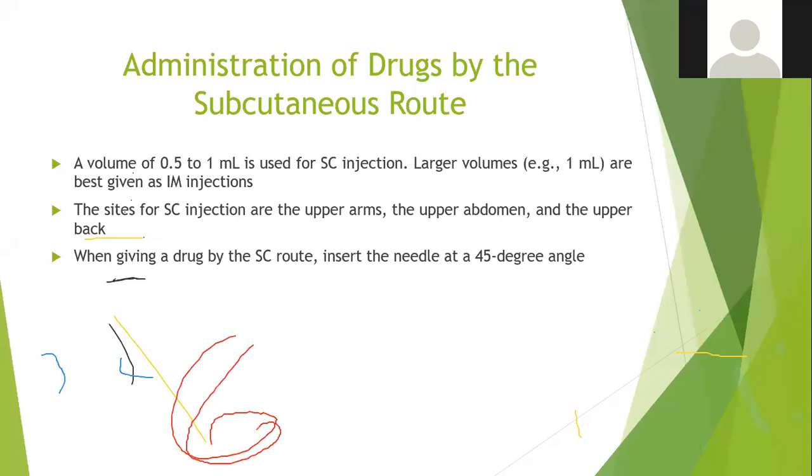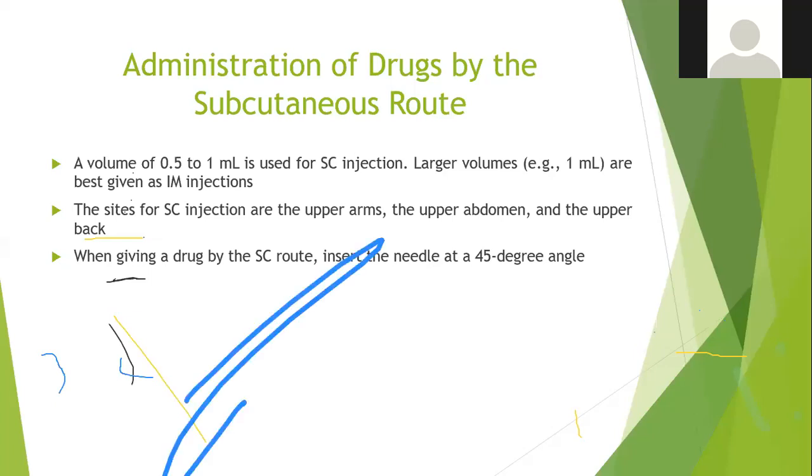A volume of 0.5 to 1 ml is usually used for subcut injection. Larger volumes, like 1 ml and above, are best given as intramuscular injections. The sites for subcut injection are usually the upper arm, the upper abdomen, and the upper back. When you are giving a drug by subcut route, you insert the needle at a 45-degree angle. Meanwhile, for intramuscular injection, you insert the needle at 90 degrees.